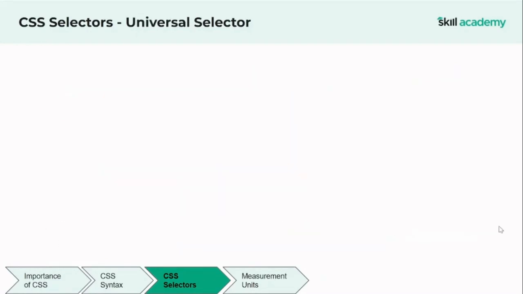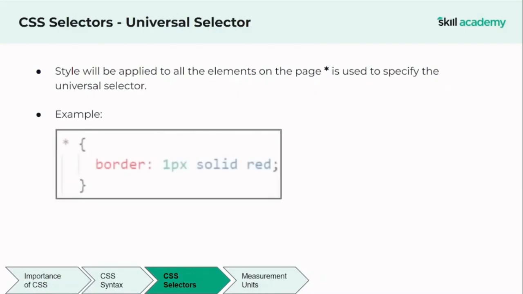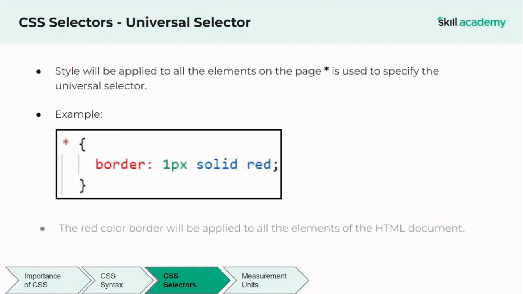Next comes the universal selector. The universal selector is used when any styles need to be applied to all the elements in the HTML document. The star symbol denotes the universal selector. This is an example of a universal selector. The red color border is applied as the style to all the elements in the HTML document.